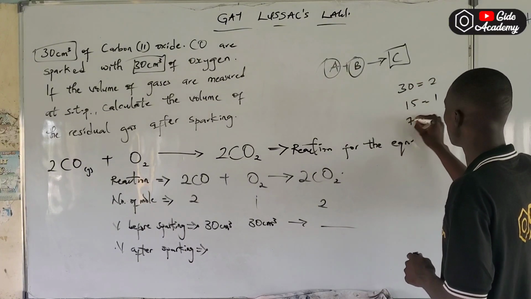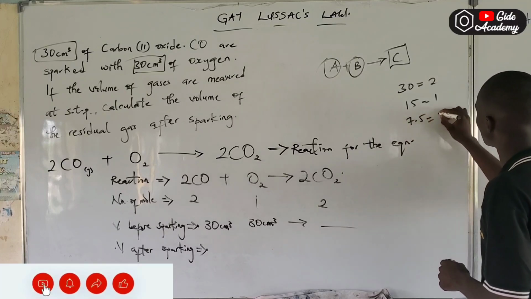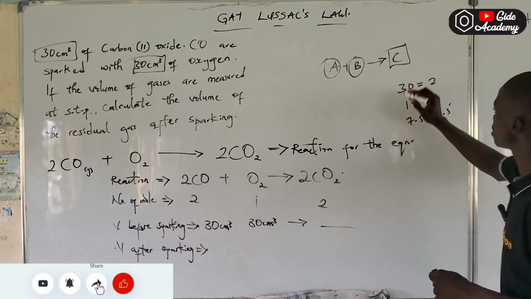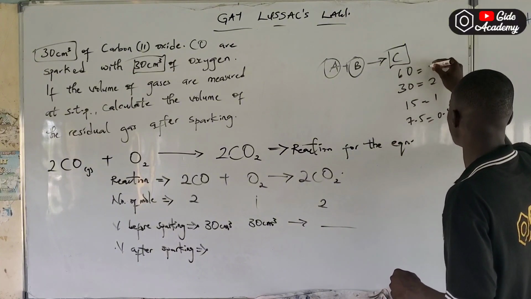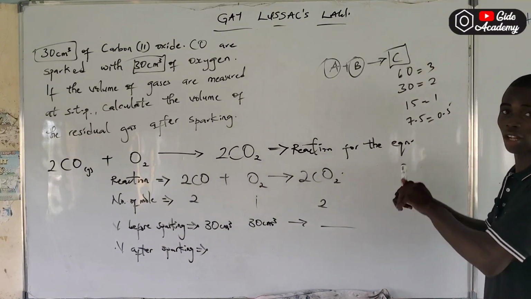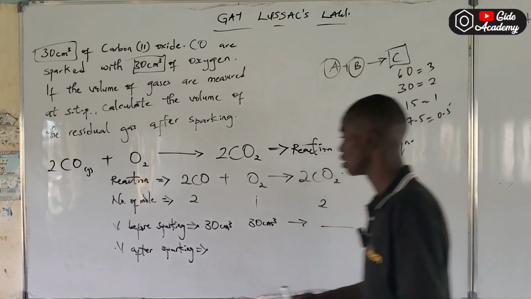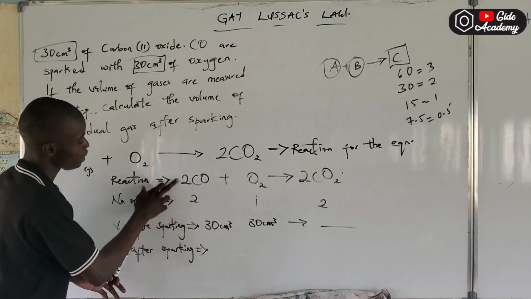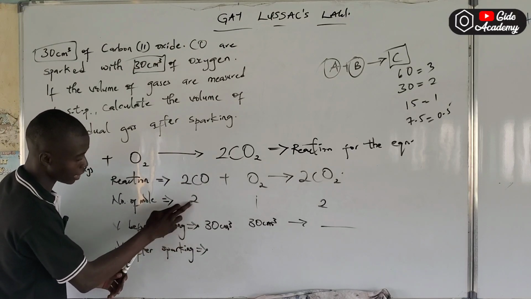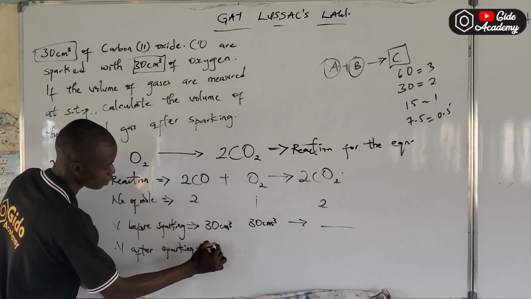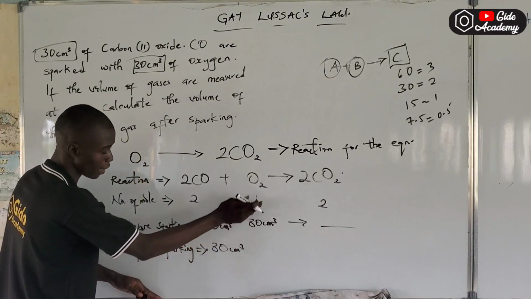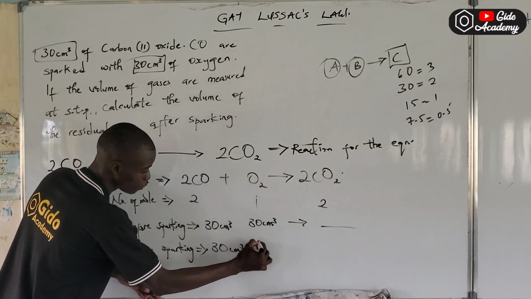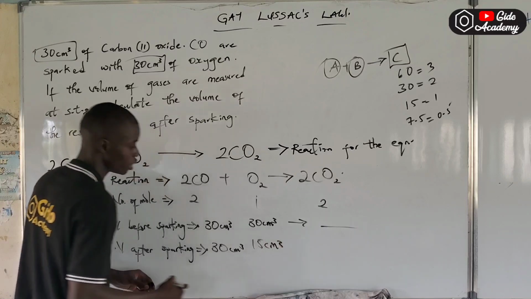And I can also say 7.5 is equal to what? 0.5. And I can also say 60 is equal to 3. So this is just the logic behind this whole thing. So what I'm going to do is this. We have 30 here and here is 2. So I'm going to bring 30 to this place. Then half of 30, remember here is 1. Here we are going to use 15 cm cube for the sparking.